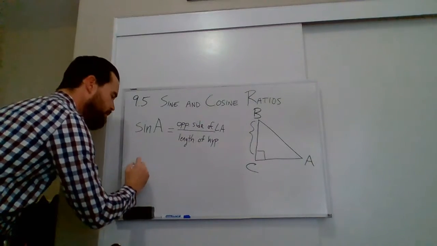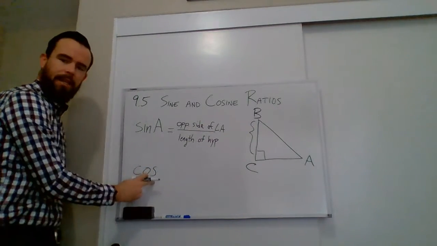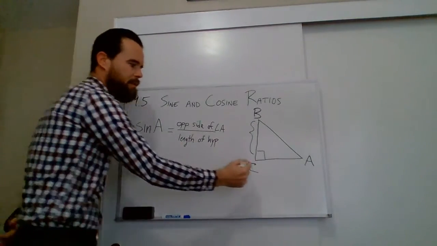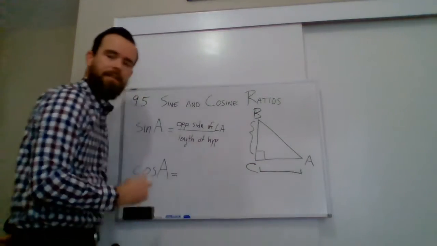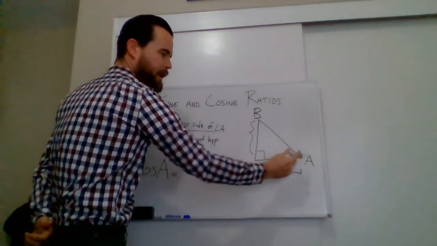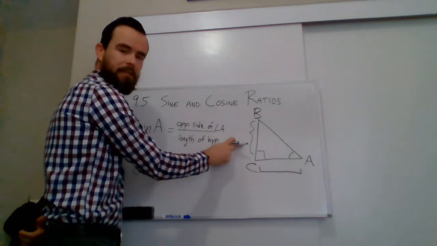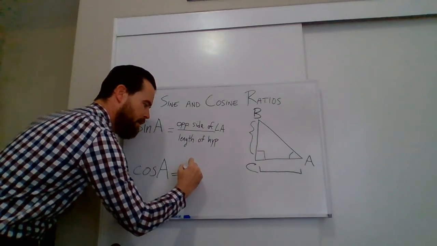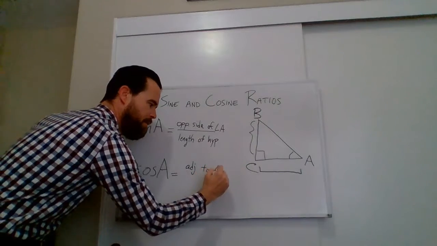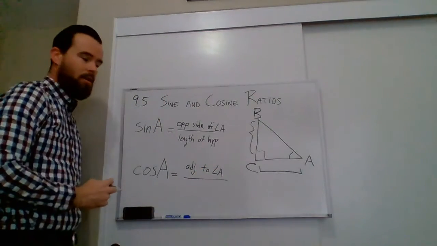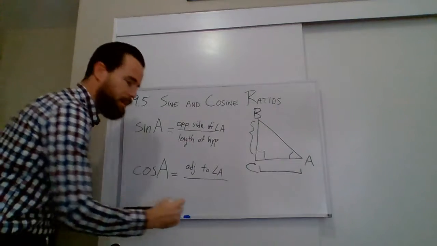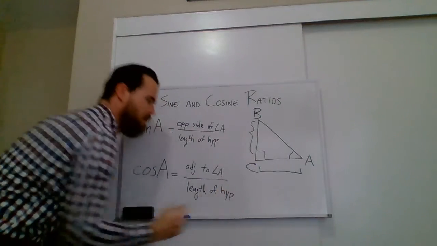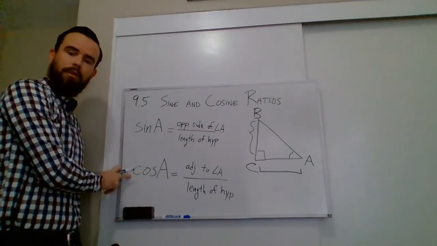The cosine ratio, which we're going to abbreviate COS, and we'll look at angle A also. This one's set up to be the adjacent side. So if we're looking at angle A, BC is opposite of it, and AC is adjacent to angle A. So really the length of the leg adjacent to angle A, and this is all going to be over the length of the hypotenuse as well. And these are just two more trig ratios.